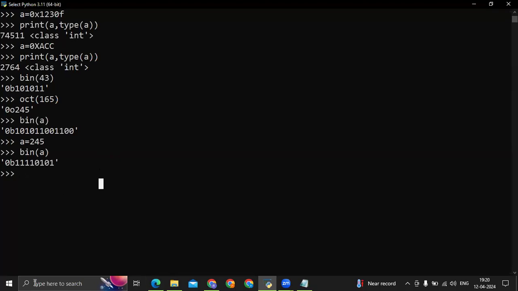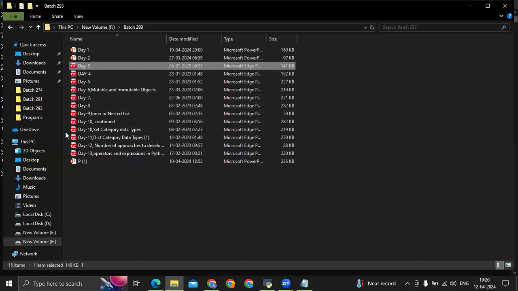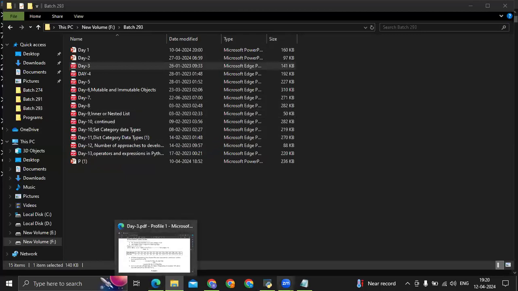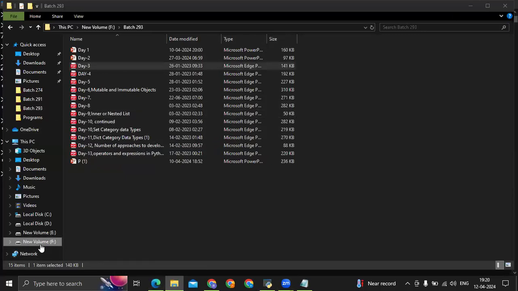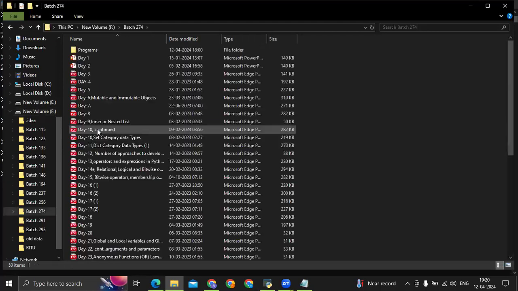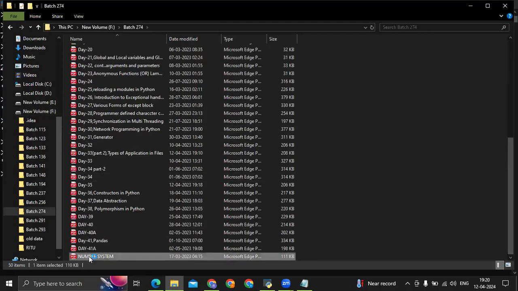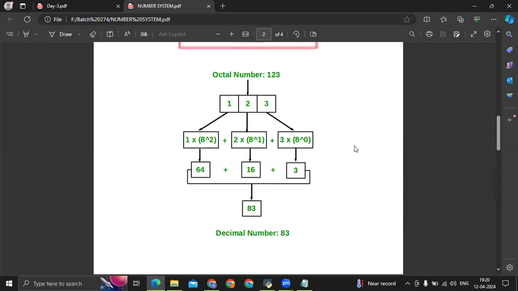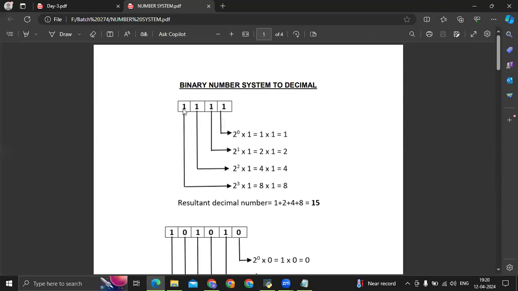Okay, now how does this conversion take place internally? Let's go ahead with that. I have given you the examples also, but it was covered earlier. Let's go back to it. See how this conversion takes place. We have a binary number 1111, and we are writing 0B1111. The base is 2.